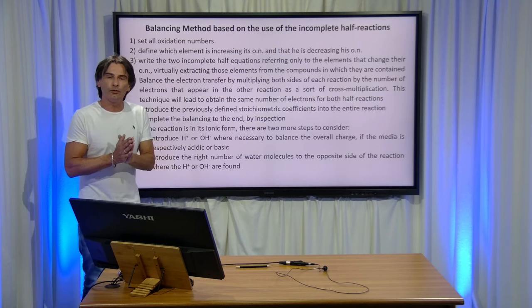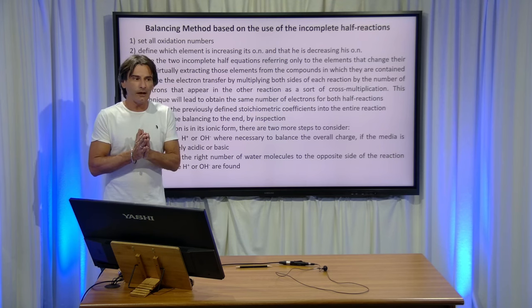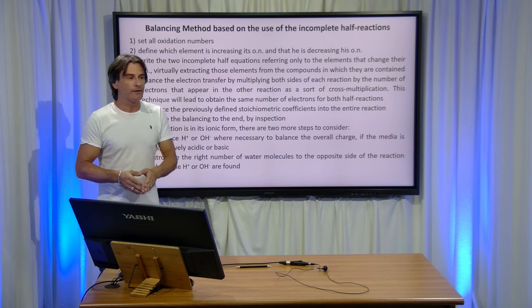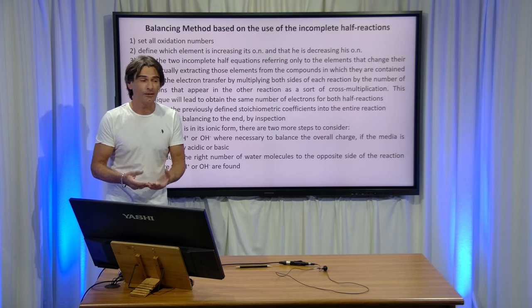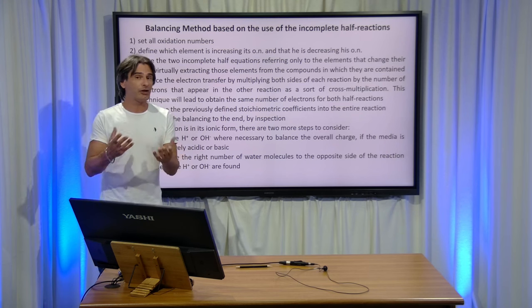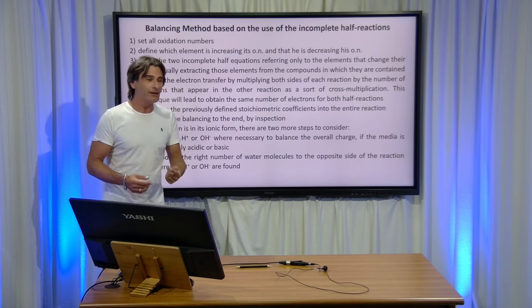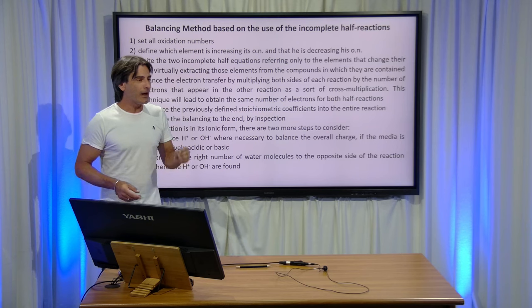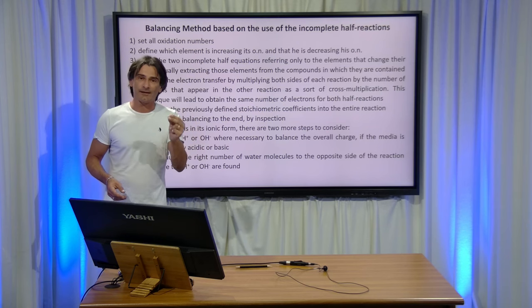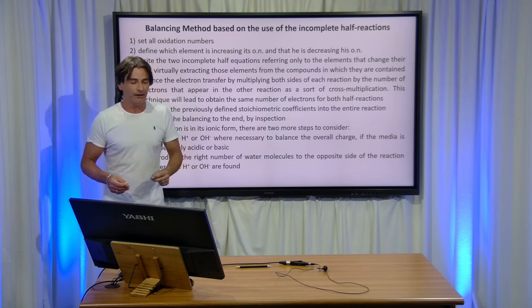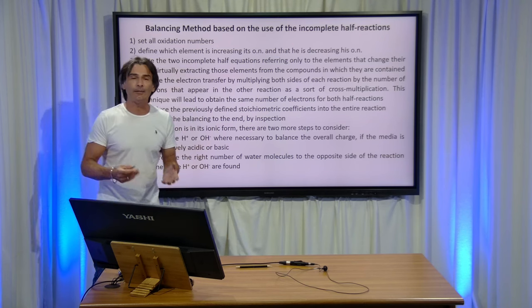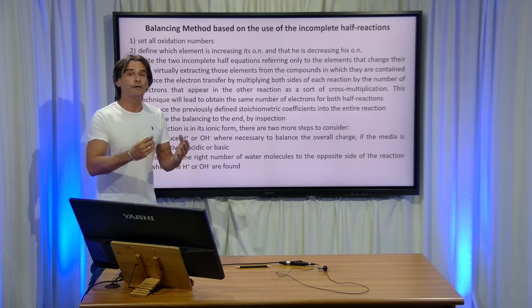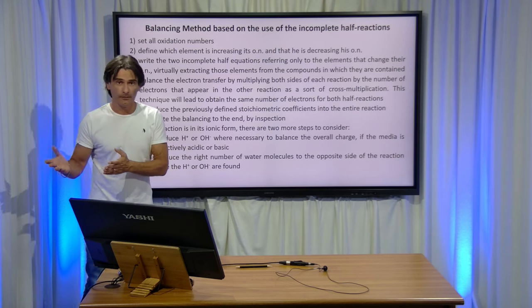Why do we have to balance the electrons? Because to respect the conservation of the charge law, but we also say the conservation of the mass law, because if you remember, electrons are entities with mass, and so if in a reaction the mass is conserved, the electrons have to be conserved too. Okay?